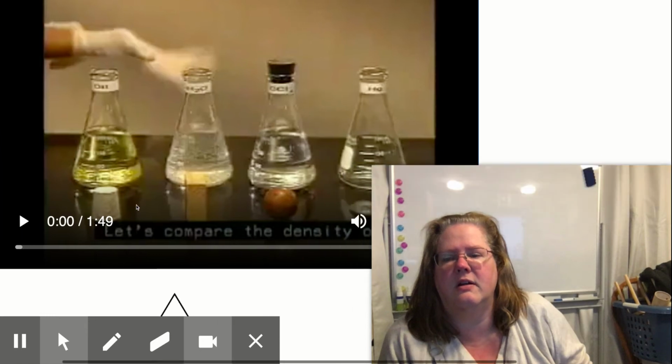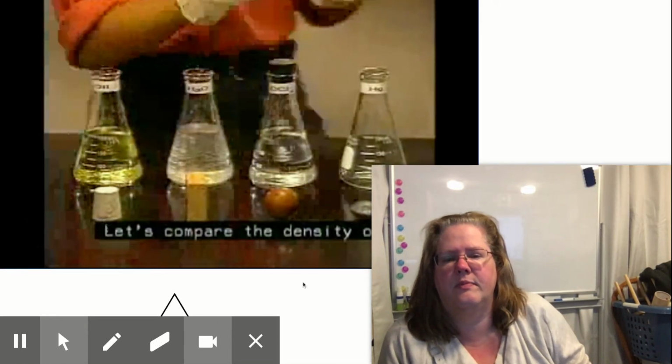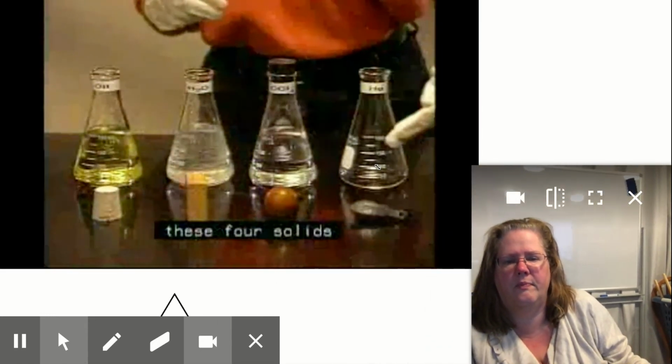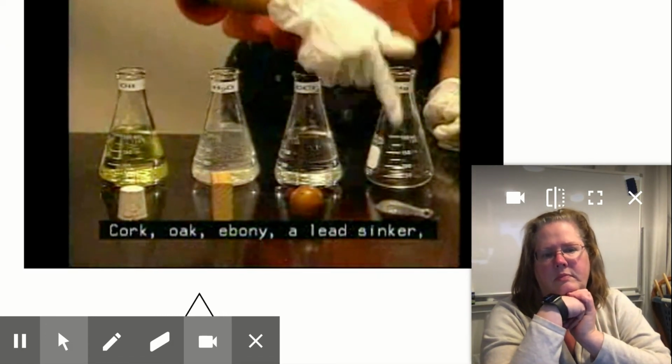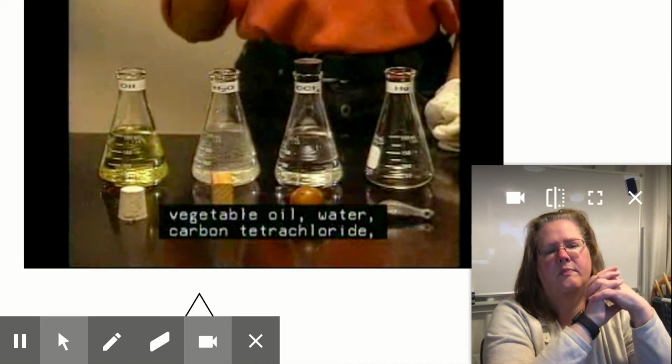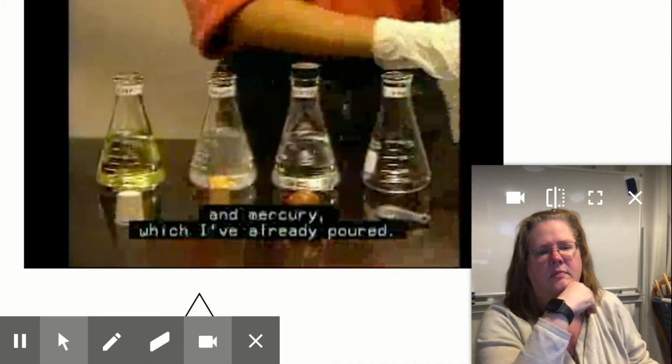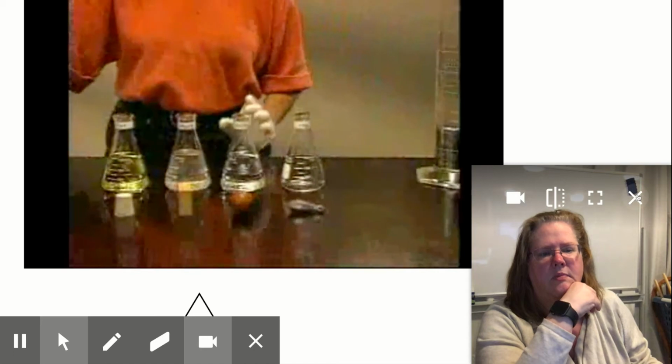Let's take a quick look here. Let's compare the density of these 4 solids and these 4 liquids. Cork, oak, ebony, a lead sinker, vegetable oil, water, carbon tetrachloride, and mercury, which I've already poured.